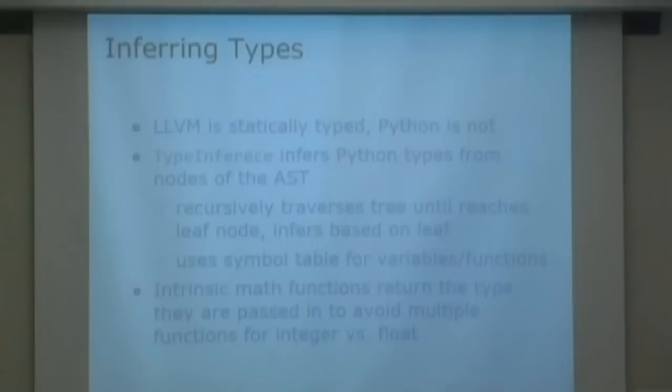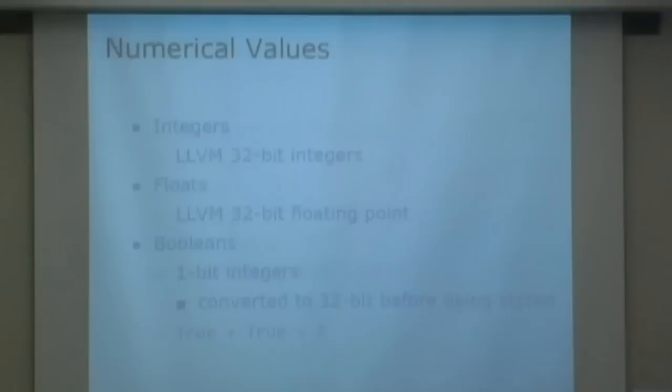The intrinsic math functions sort of overload the numerical types so you don't have to have different functions for integers and floats. So for example, if you were to call square root on 4.0, the answer would be 2.0, but if you call it on 4, the response is 2. So for numerical values, we represent integers and floats with the LLVM 32-bit equivalents, and Booleans are 1-bit, although we can treat Booleans basically as aliases for integers, like you can in most cases in Python.